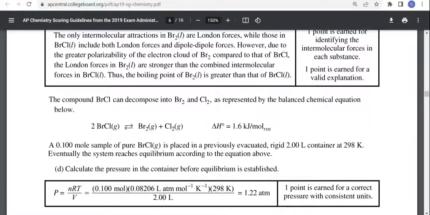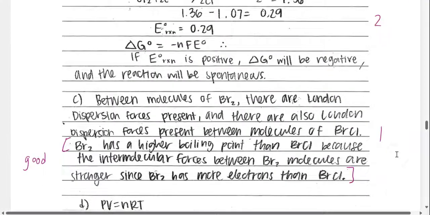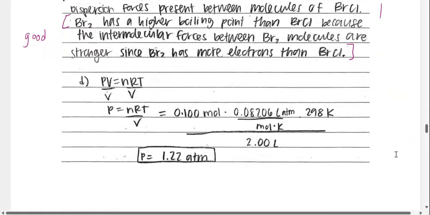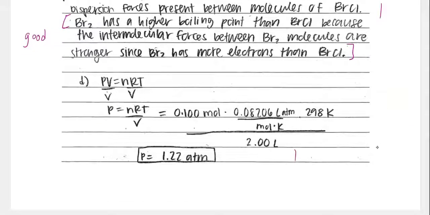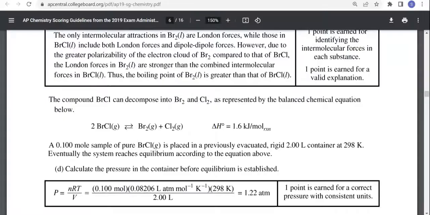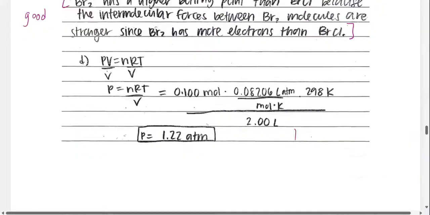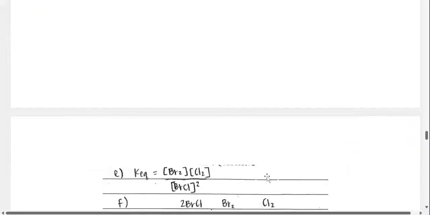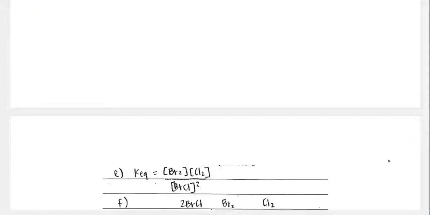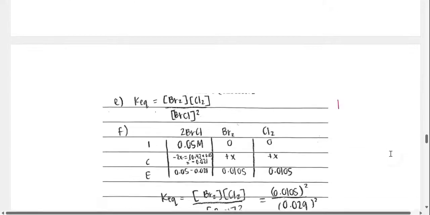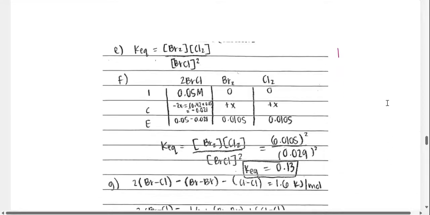So the next question was the pressure initially, which just used the ideal gas law, 1.22 atmospheres, so that's a point. E was the K expression. Okay, so the student wrote that correctly, so that's a point. Okay, F, they did the ice table.